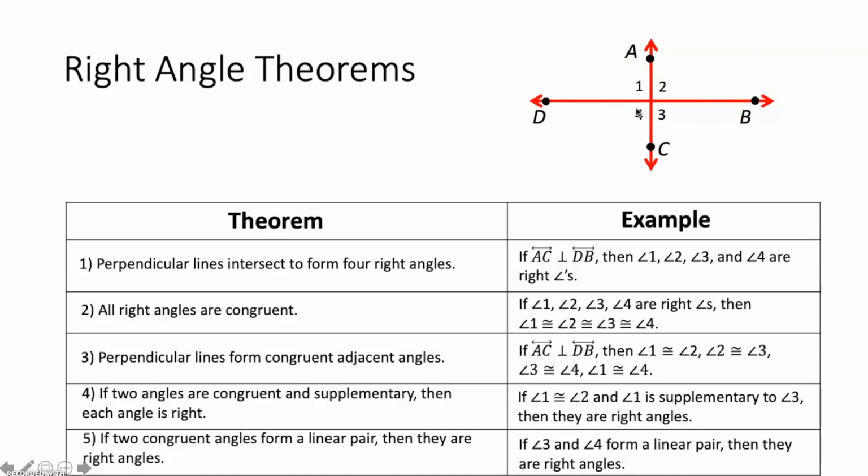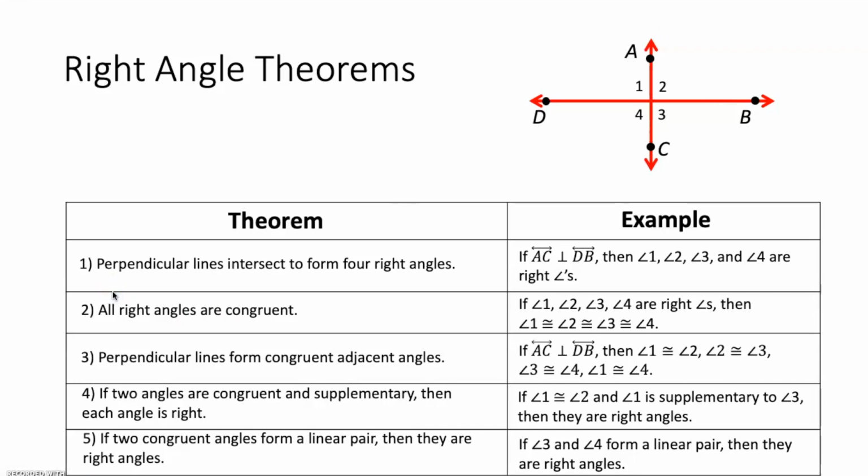The second right angle theorem says all right angles are congruent. So this is just saying that if you know two angles are right angles, then those two angles must be congruent. And that should be pretty obvious because the measure of a right angle is 90 degrees. And if another angle's measure is 90 degrees, then those two angles must be congruent to each other.